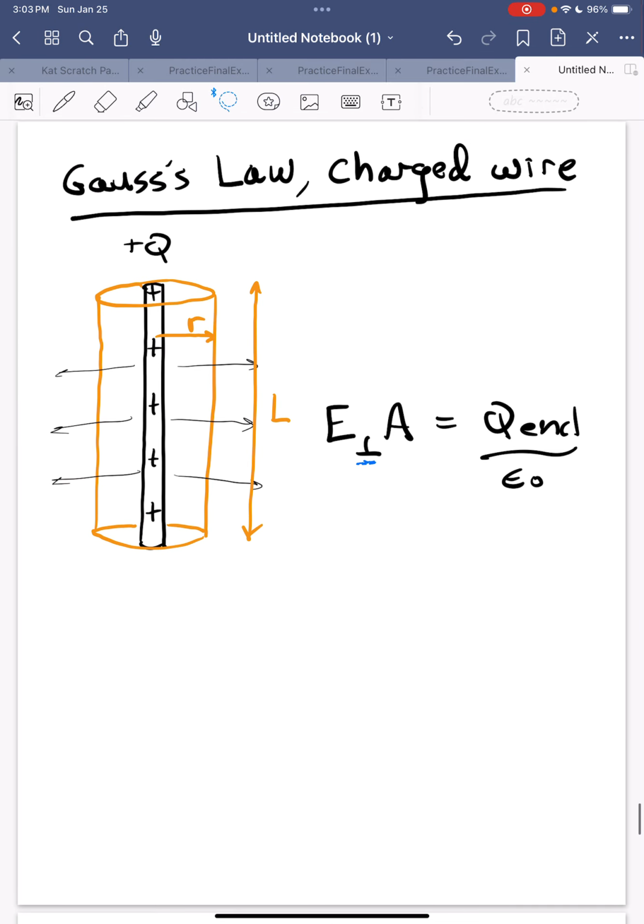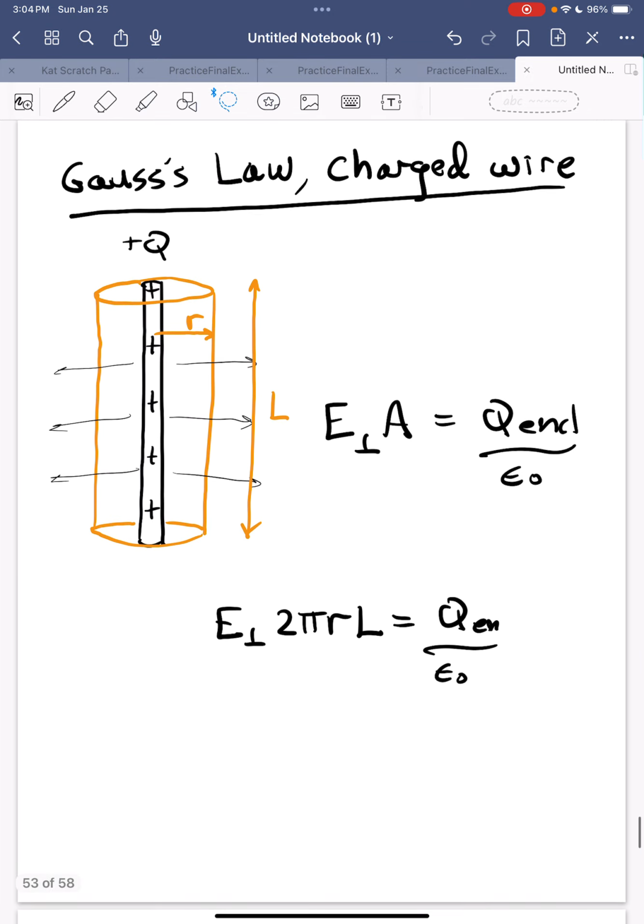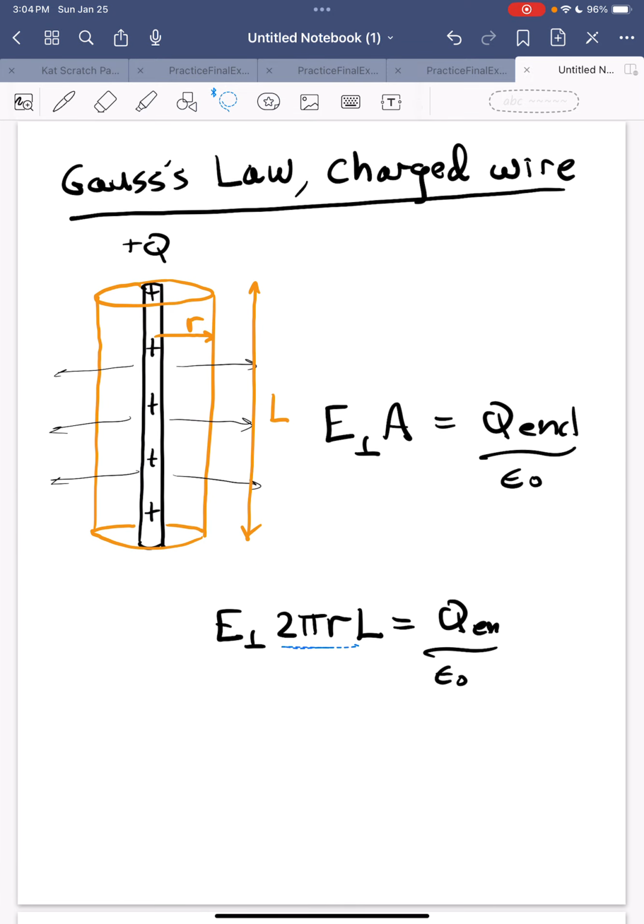So what we're going to do is divide both sides by A, and isolate E perp on the left-hand side, and then solve for that. Then we'll get a formula for calculating the electric field at any distance r from that charged wire. We said that the surface area of that Gaussian cylinder, we picked a cylinder, was 2 pi r times L. So here's what we have: E times 2 pi r L equals Q enclosed, the total amount of charge that is on the wire that is enclosed by our Gaussian surface, divided by epsilon naught. Now we just have to solve for E.